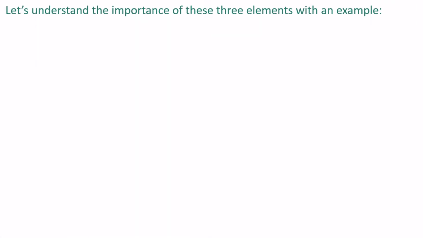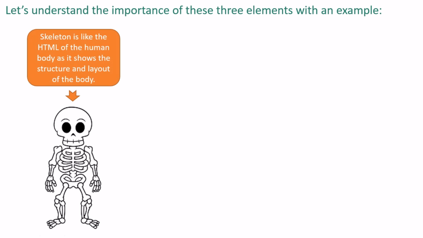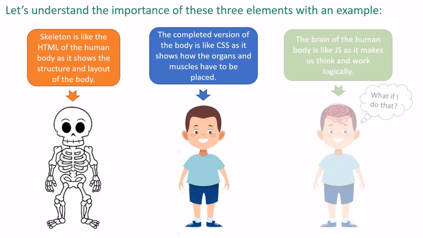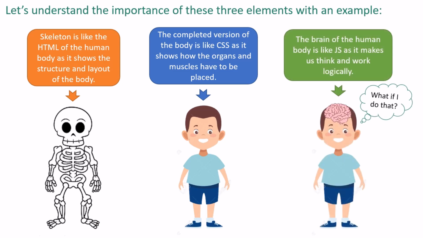Let's understand the importance of these three elements with an example. The skeleton here is like the HTML of the human body, as it shows the structure and layout of the body. The completed version of the body is like CSS, as it shows where the organs and muscles have to be placed. The brain of the human body is like JS, as it makes us think and work logically.